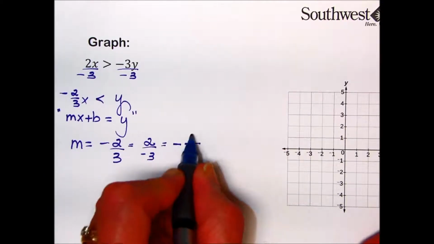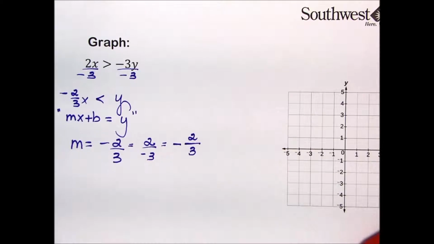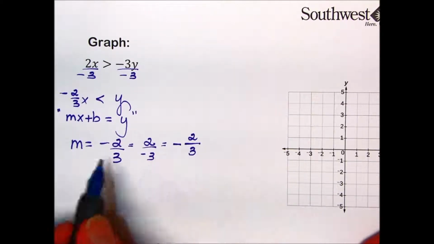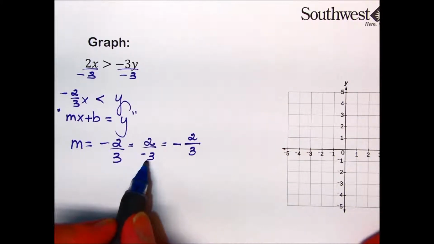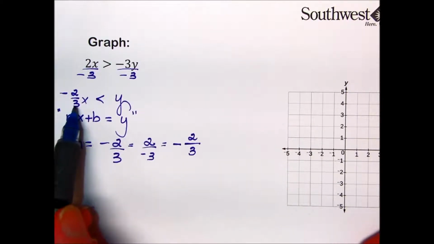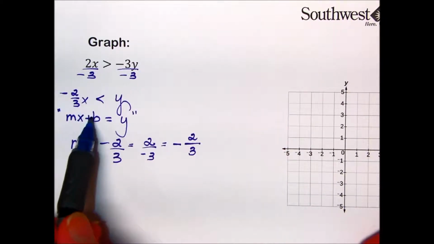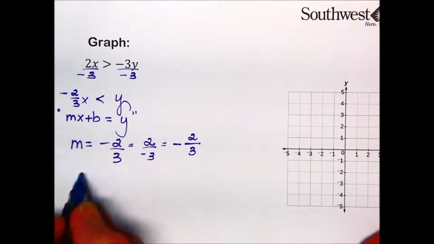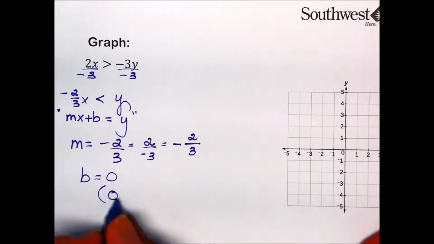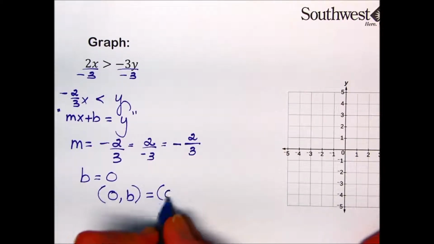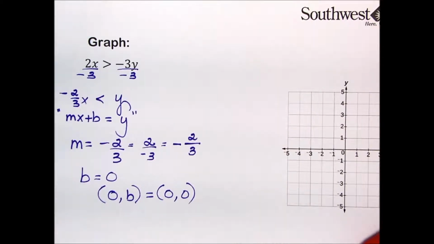And sometimes they'll put that negative right in front, even with your fraction bar. For graphing purposes, it's best to have the negative either in the numerator or in the denominator. It can't be in both because that would cancel out and give us positive. And we do have a negative slope for this graph. There is nothing being added on to our x. There's no constant term in this inequality. So like the last graph, b is equal to 0. That means our y-intercept, (0, b), will be at the origin for this linear inequality.